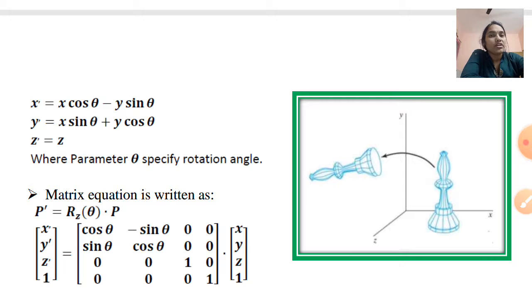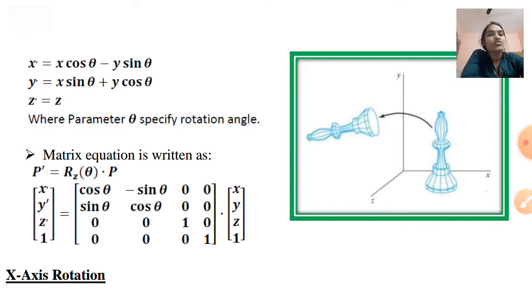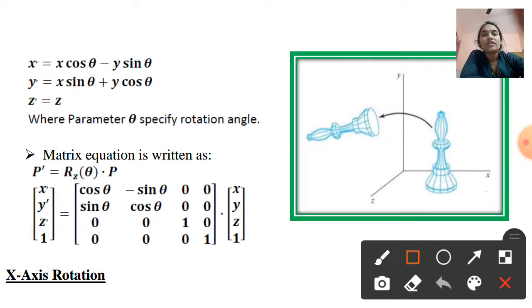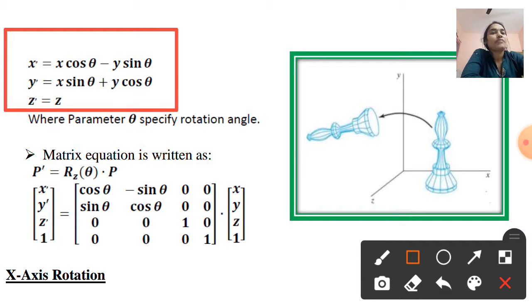So here x dash equals x cos theta minus y sin theta, and y dash equals x sin theta plus y cos theta, and z dash equals z. It becomes unchanged. So these formulas, all of you learn them. Remember this. This is very important. Here parameter theta specifies the rotational angle.